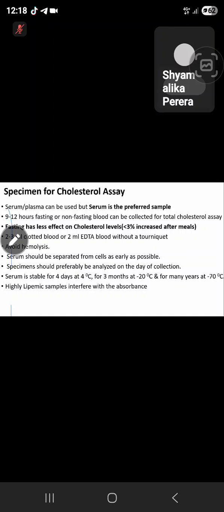If you are unable to analyze it on the same day, you can store the serum for 4 days at +4, 3 months at -20, or more than that at -70 temperature. The thing is, highly lipemic samples, because of this lipemia, will interfere with your absorbance results. So at that time, fasting is essential.